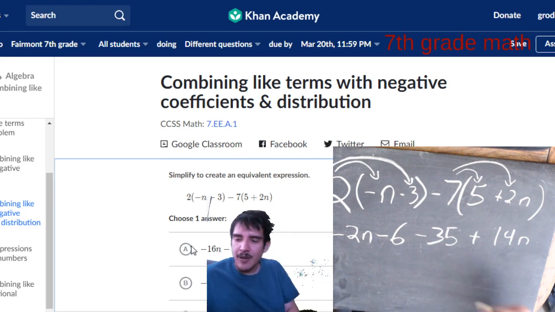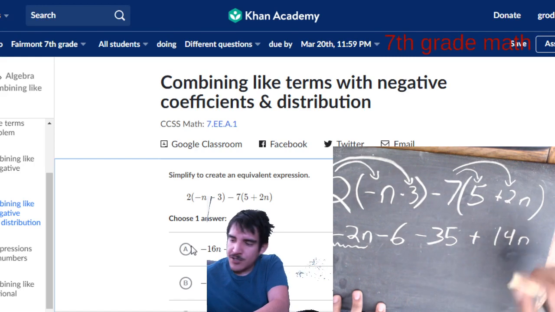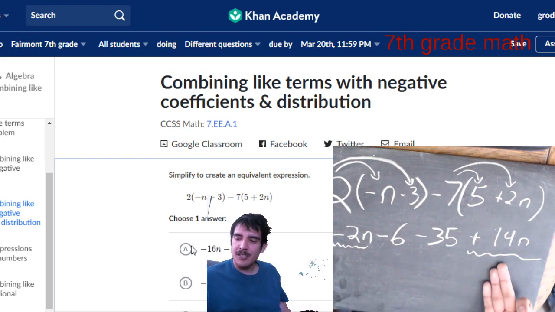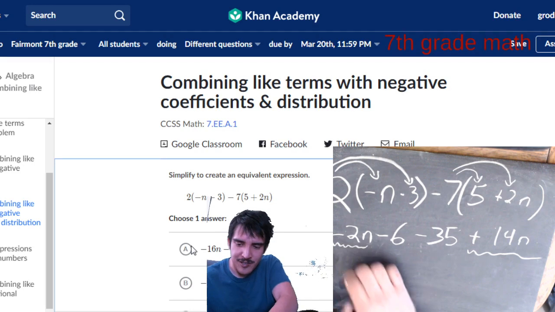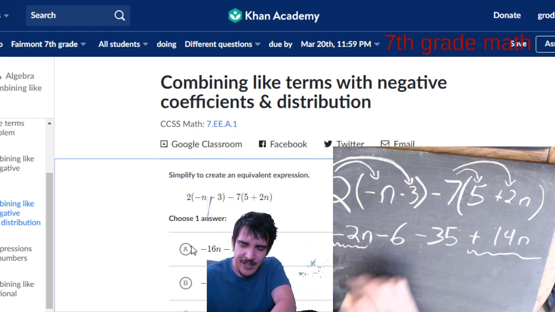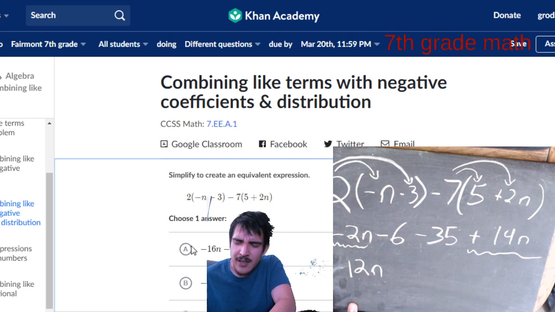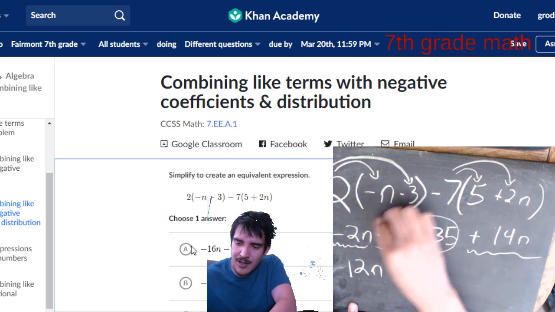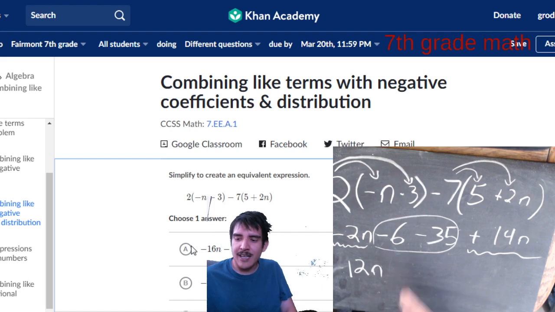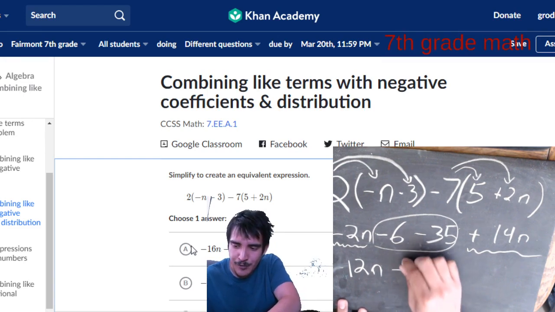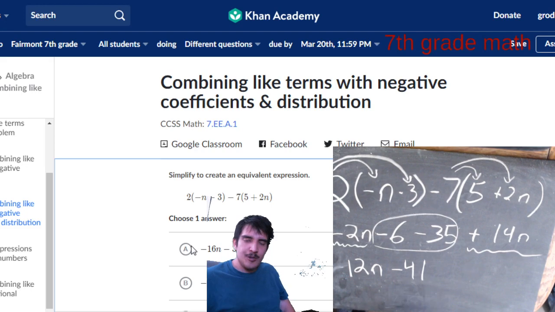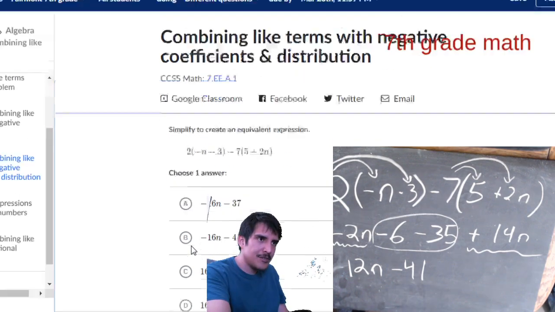After the distributive property, now we can combine like terms. So minus 2n plus 14n. Think in your head. What's plus 14n minus 2n? Is it going to be positive or negative? Plus 14 minus 2. If you had plus $14 and you lost $2, you would still have plus $12. So 12n. And then let's combine these two. Minus 6 minus 35. It's like I lost 6 pounds and then I lost 35 pounds. That means I lost a total, which means minus, a total of 41 pounds. Are these two like terms? Pause the video and answer that for yourself.